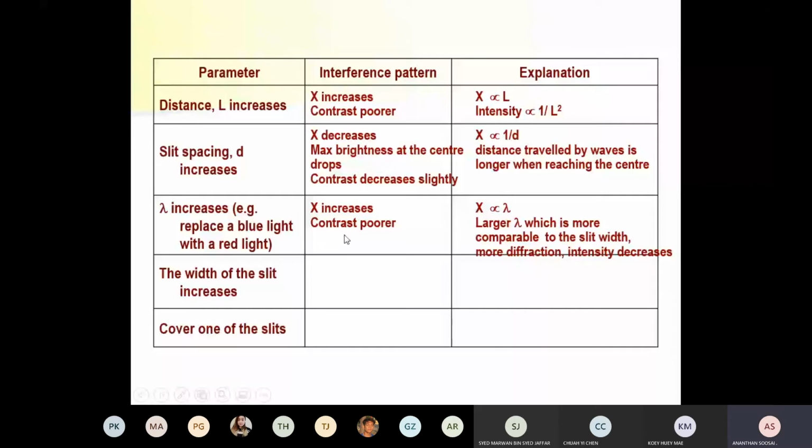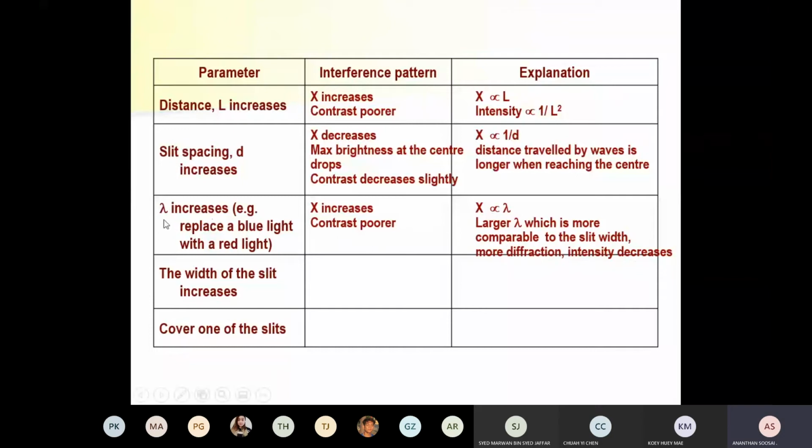Why does the contrast get poorer when lambda increases? A larger lambda is more comparable to the slit width, so there is more diffraction. It spreads more, so intensity decreases because of diffraction. As I told you, when a wave diffracts, the amplitude of the wave drops after it passes the double slit. By the time it reaches the screen the amplitude is even smaller, so the bright spot becomes less bright. So contrast drops.